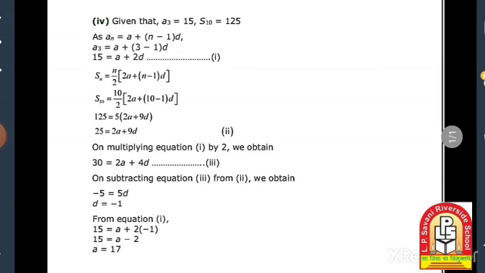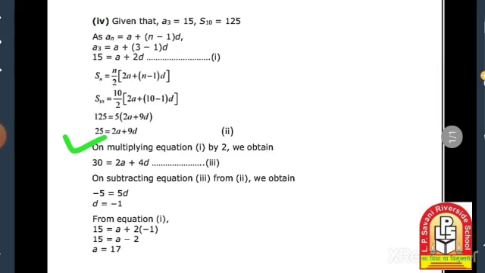So S10 is equal to 10 by 2, that is 5, and S10 is equal to 125. So 5 into the bracket 2a plus 10 minus 1, that is 9d, is equal to 125, so 25 is equal to 2a plus 9d. So 2a plus 9d is equal to 25.